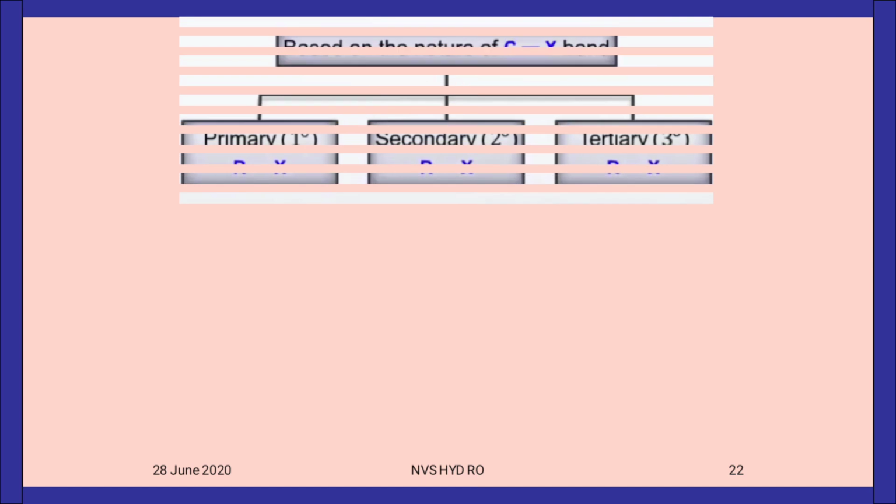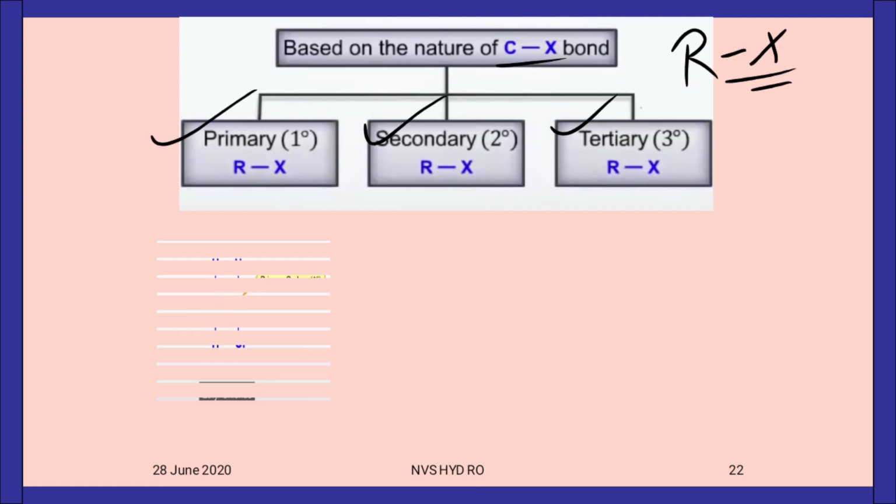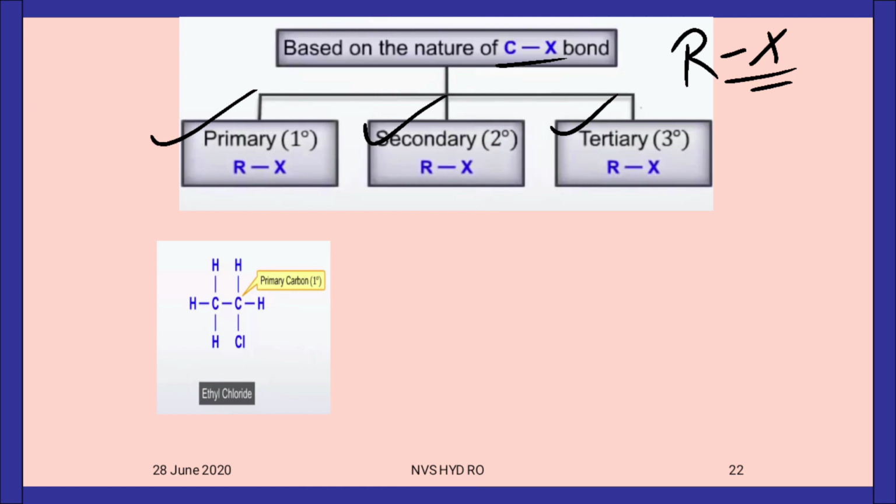Okay, now based on this CX bond, I mean sorry, this is basically talking about the RX bond only. According to this bond, these could be classified into 3 categories, that is primary, secondary and tertiary. What happens in the primary? For example, ethyl chloride.